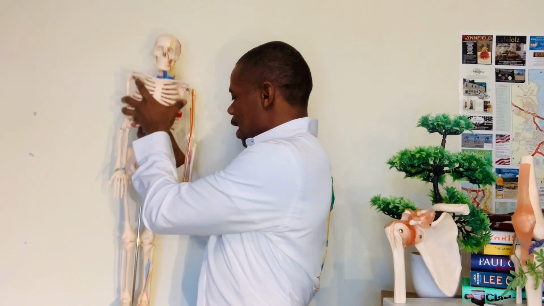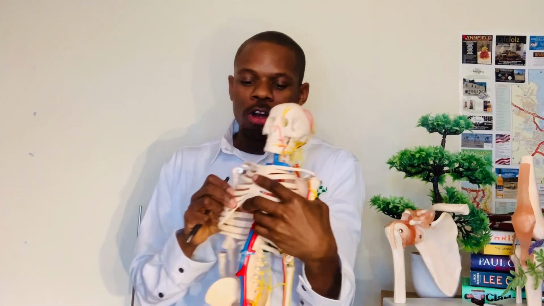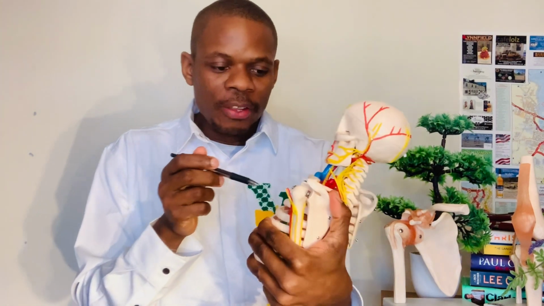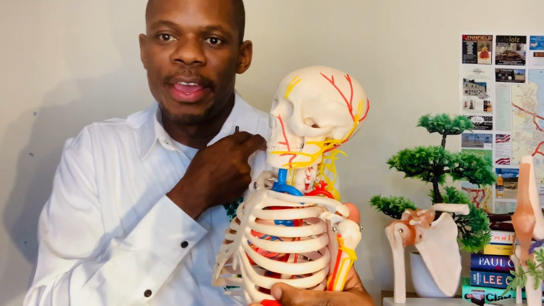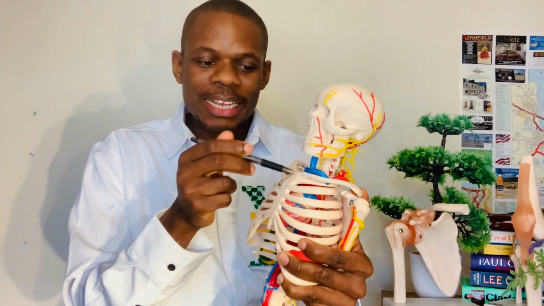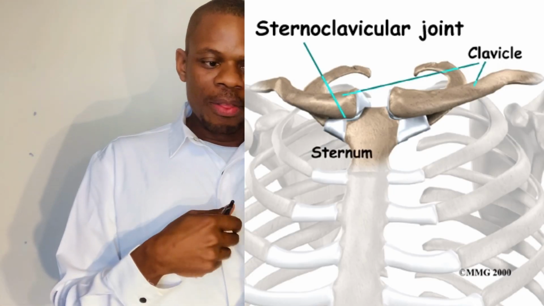The third joint that makes up the shoulder complex could be demonstrated with this model. It is called the sternoclavicular joint, a joint between the medial end of the clavicle, the collarbone, the bone you find here, and the sternum. The sternum is one of the bones of the axial skeleton, the bone you find here.